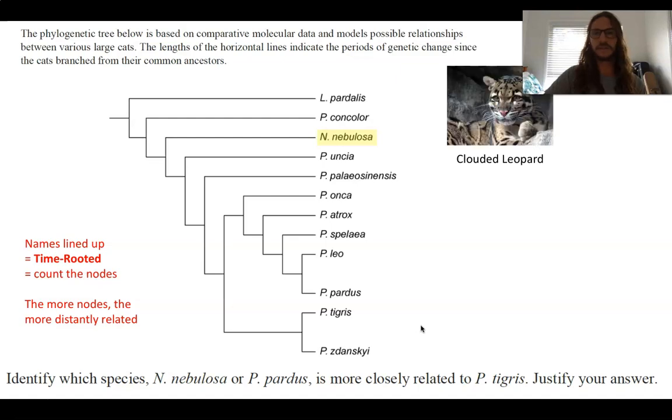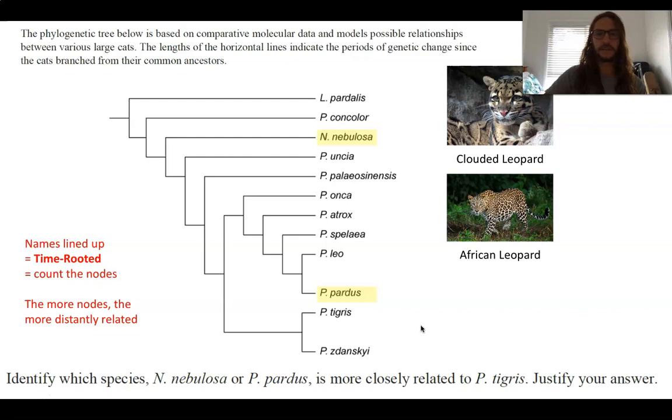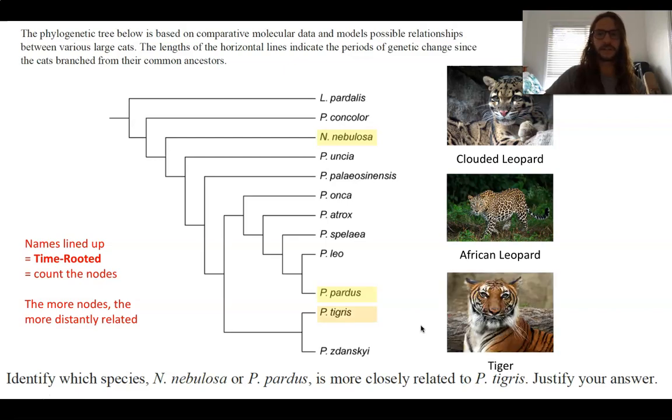N. nebulosa, it's actually a clouded leopard. P. pardus is an African leopard, and P. tigris is a tiger. Your job is to use this method to figure out which out of these 2 species is more closely related to P. tigris. You can pause the video here, and we'll go through this in class.